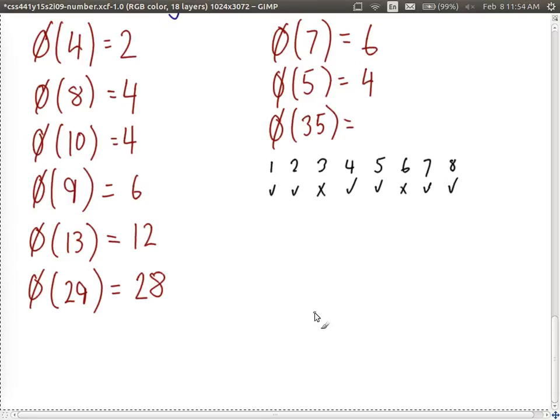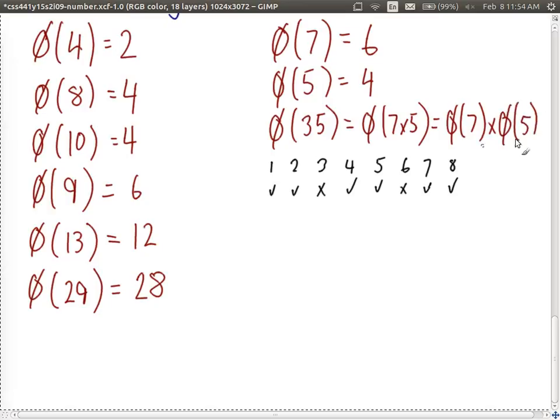But we do notice 35 has two prime factors of 7 and 5. And it can be easily shown that the Euler's totient of two prime factors multiplied together is the totient of those numbers multiplied, running out of space. Totient of 7 we know is 6. Totient of 5 is 4. The answer is 24.